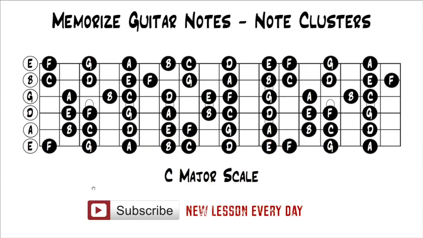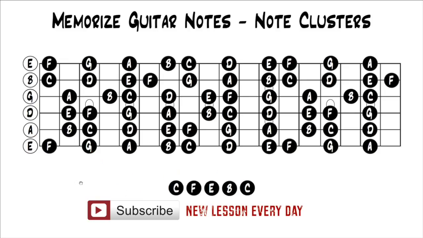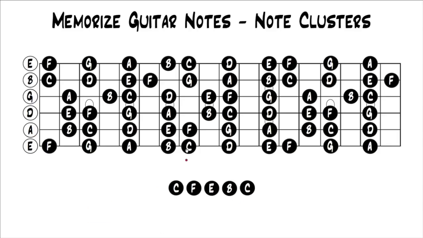So first, we're just going to start with the C major scale to make it really simple so you can visualize just the natural notes. And I've just picked a random cluster of notes. I picked C, F, E, B, C. So first, we're just going to find that on the 6th string. We're going to start with one string at a time. So we start with C, F, E, B, and then go back to C. So it'd be 1, 2, 3, 4, 5. That would be the order we played those notes.